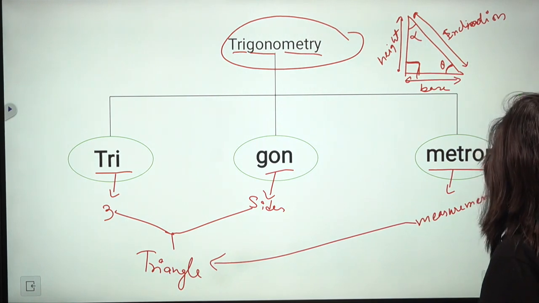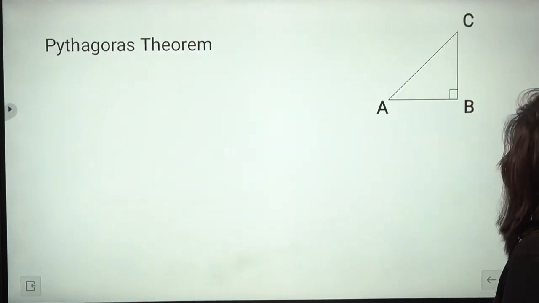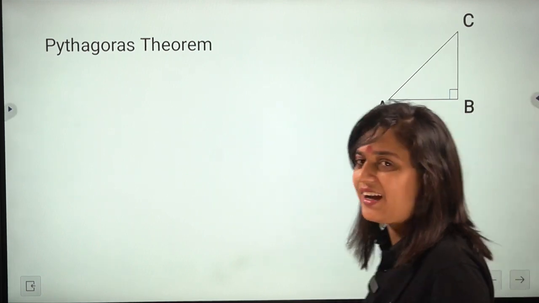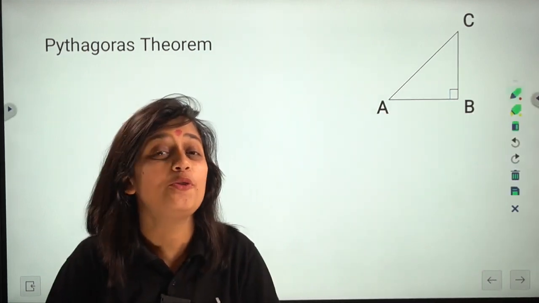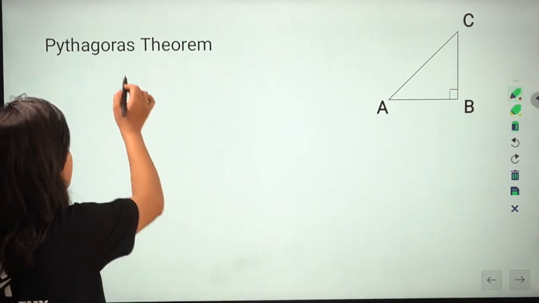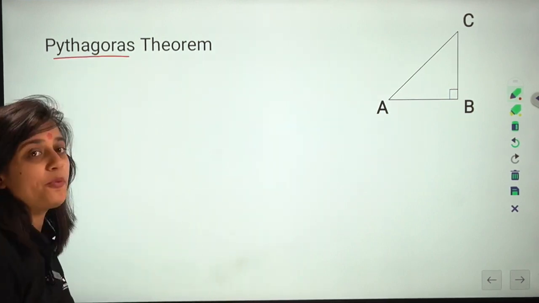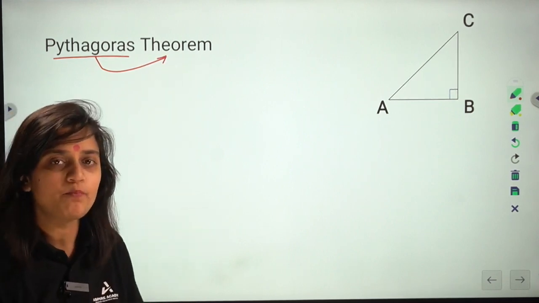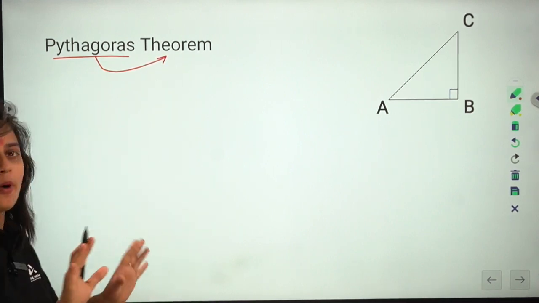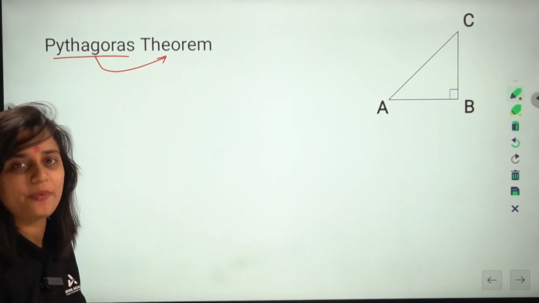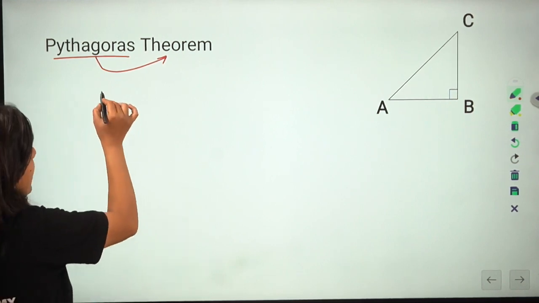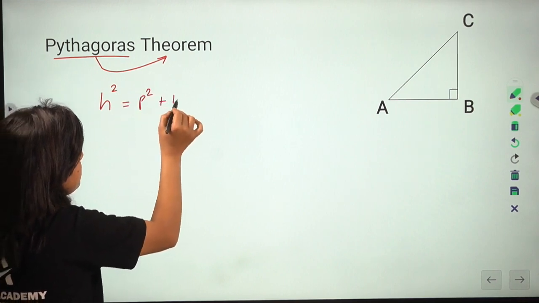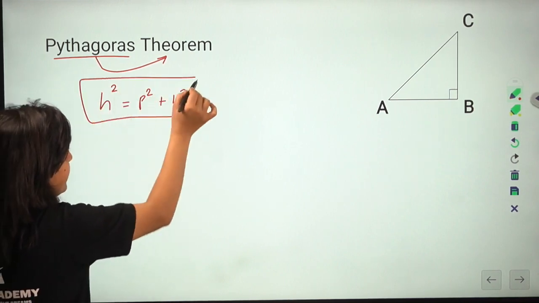See, before starting any topic regarding trigonometry, we should not forget about Pythagoras. He was a mathematician and he proposed a theorem that is called the Pythagoras theorem. You know about this, but still we have to repeat it again. We came to know that hypotenuse square is equal to perpendicular square plus base square. Those who have forgotten this, I will explain, don't worry.